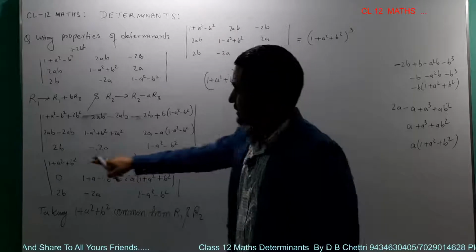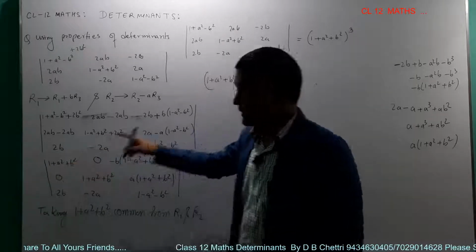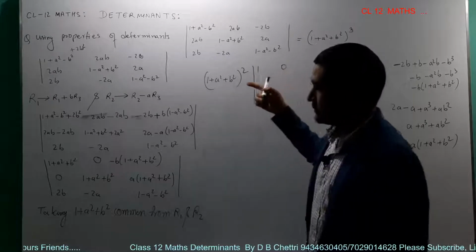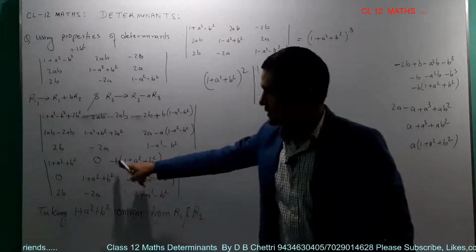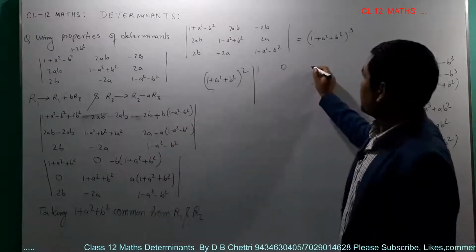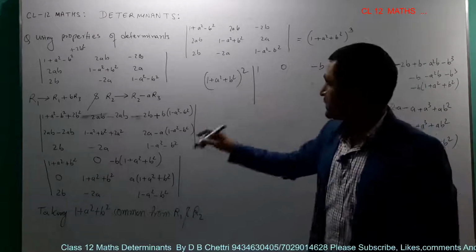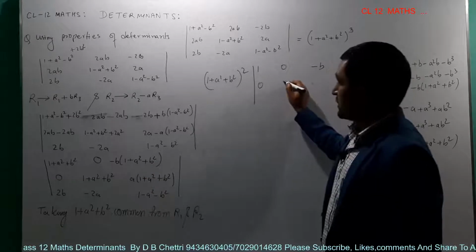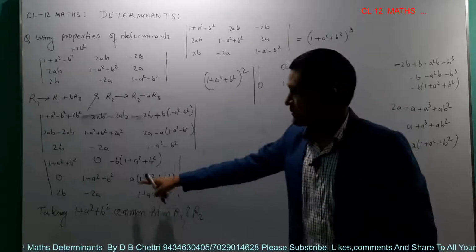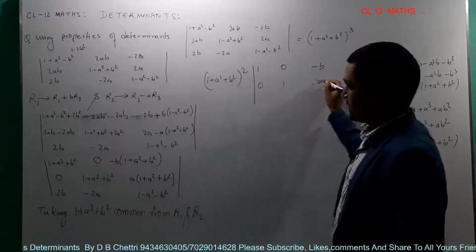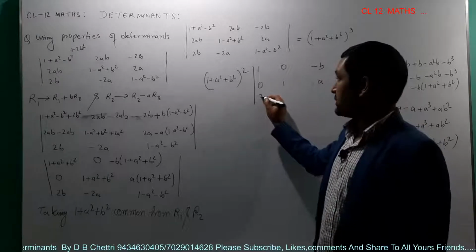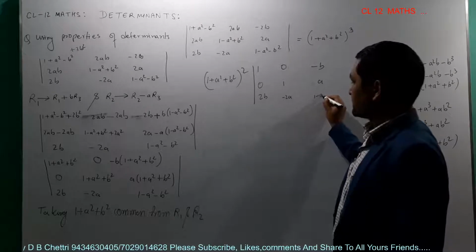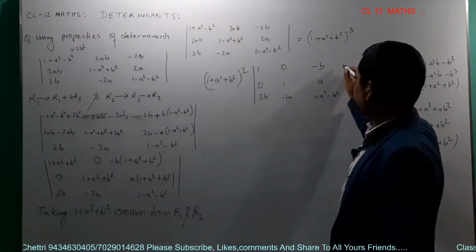Okay, what is left? We are taking this as common, that means 1 is left there. Then 0 is always 0. Then we are taking this as common, what is left from here: minus b. Then from 0, taking this as common, 1. Then this is common, what is left from here: a. Then R3 is the same: 2b minus 2a, 1 minus a square minus b square.